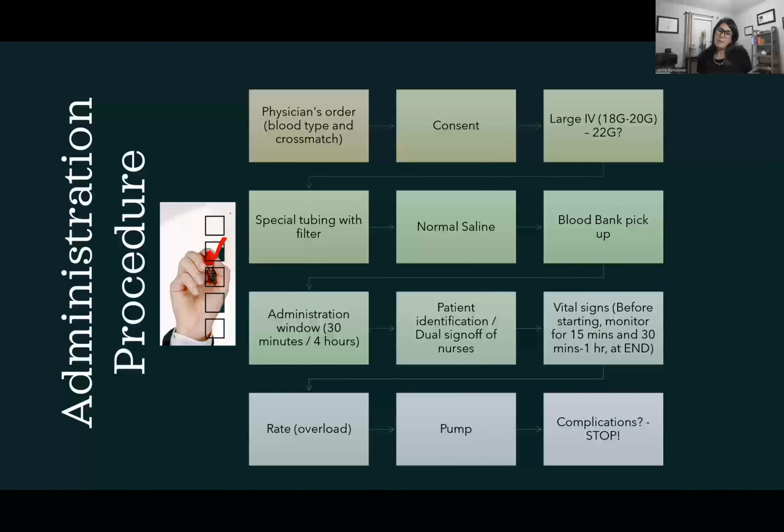And then my preference is every 30 minutes to an hour until the blood is finished, and then at the end another. You're trying to pick up if there's a reaction or a problem. So for sure, vital signs before, then at the 15-minute mark, then every 30 minutes to an hour, and then for sure at the end.